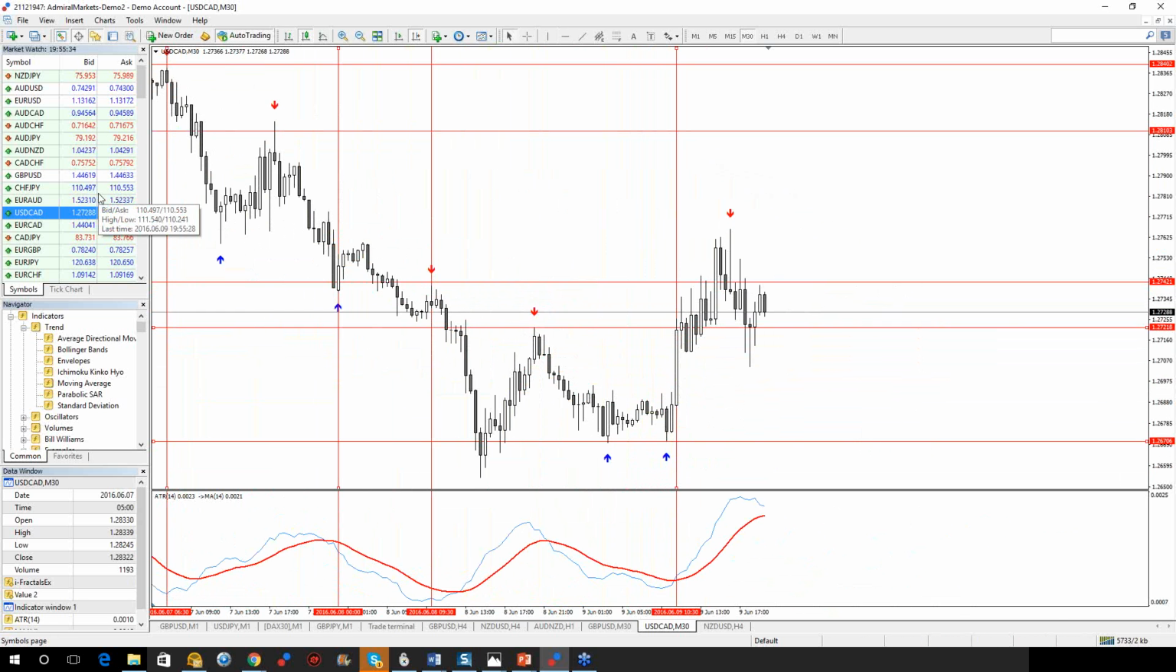Now, let's see pound yen. Ilya is asking how this strategy works on pound yen.